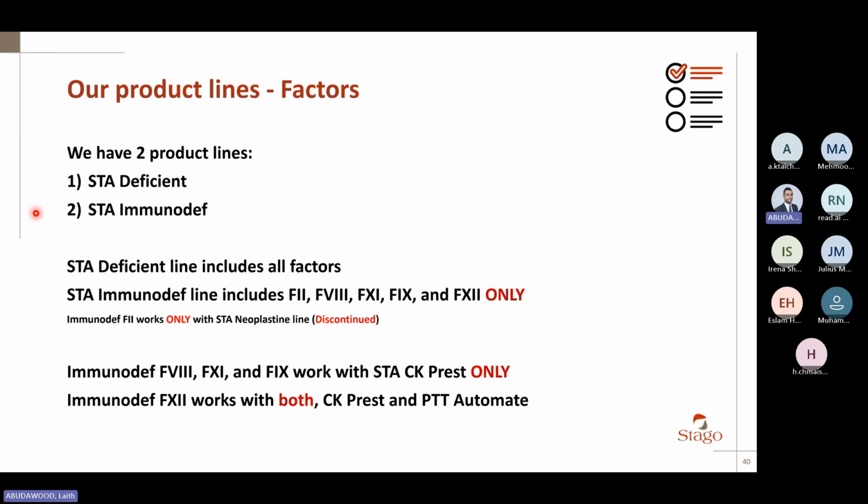Now, a couple of important points. STA Immunodiff factor 8, 9, and 11 only work with CK-Prest. That is the official protocol. So factor 8, 9, 11 Immunodiff only work with CK-Prest. Factor 12 is more flexible. It works with PTT Automate or CK-Prest in Stago official protocols, okay? So this is an important point. Be careful when you're starting with new customers if you didn't work with factors before. This is really an important point to consider.